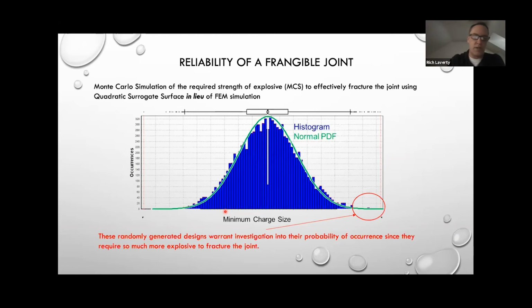That's what we did. This would be one run of our Monte Carlo simulation, where we attached a distribution to each of the variables. We randomly generated designs, evaluated the minimum charge size, and we come up with this histogram of what the minimum charge size required would be. It's a distribution. It has a mean and a variance. It looks very normal. But what's important to us isn't those quantities. What's important to us is the outliers, these things that required a lot of charge, because what those represent are designs that are trouble.